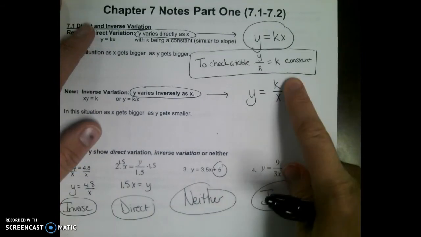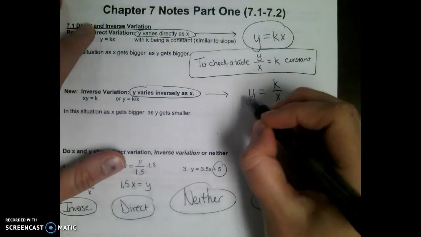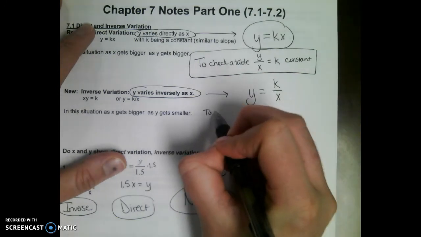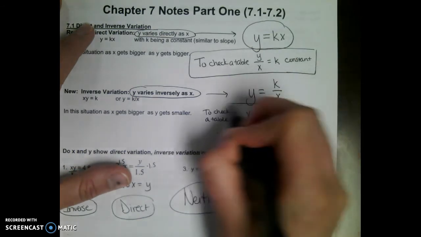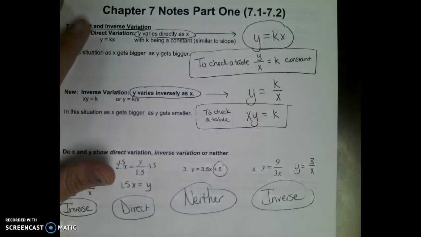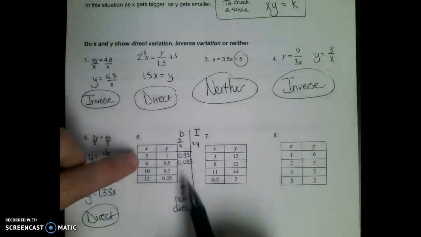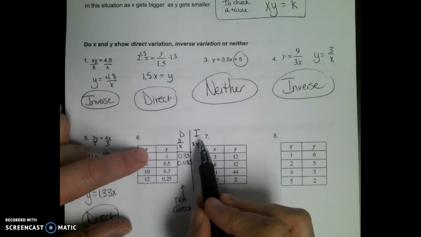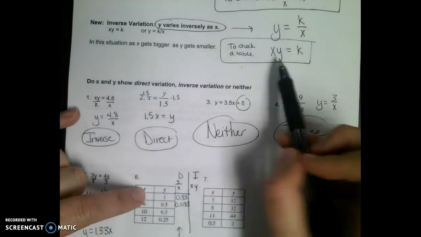Let's do the same thing with inverse. How would we get this k by itself? Multiply x on both sides. So xy would need to equal that constant number. So to check a table, we are going to do x times y to see if that makes a constant number. So in number 6, let's check to see if it's inverse variation. Since it's not direct, let's check if it's inverse. According to this up here, to check a table to see if it's inverse variation, you do x times y, see if we get a constant number every time.